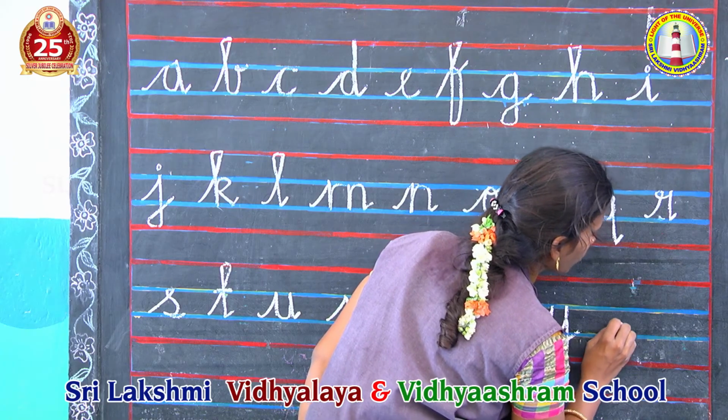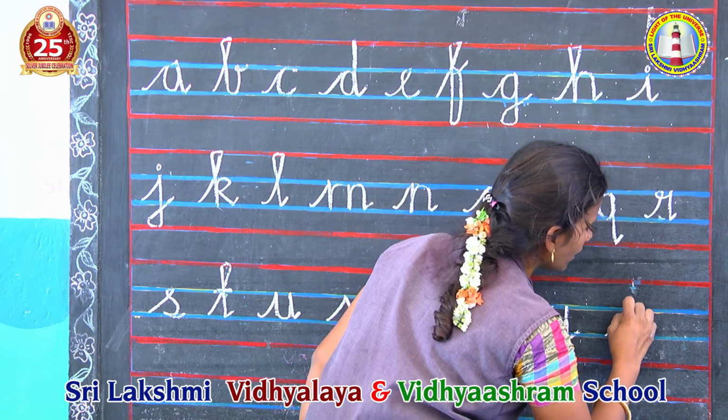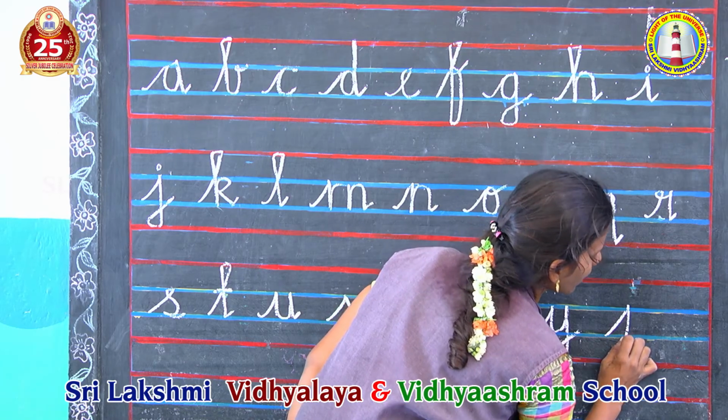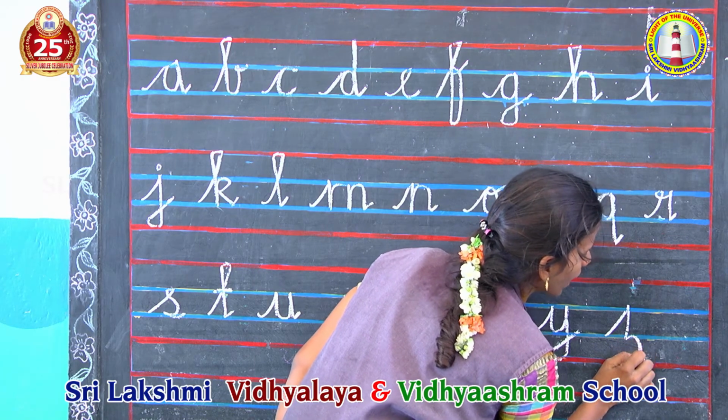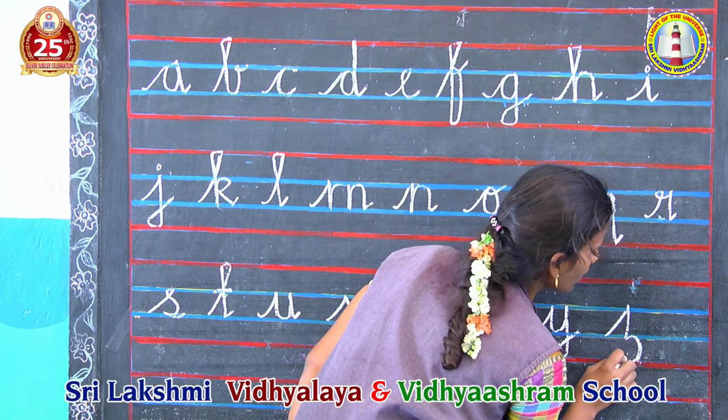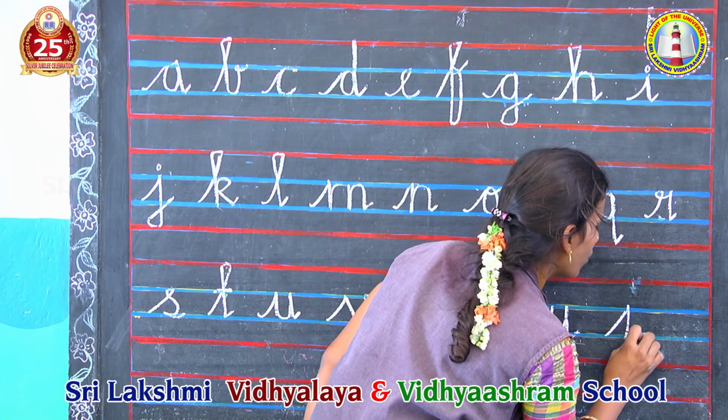Draw a stroke line to the middle and then standing line and then make a small curved line and then small slanting line of the middle.